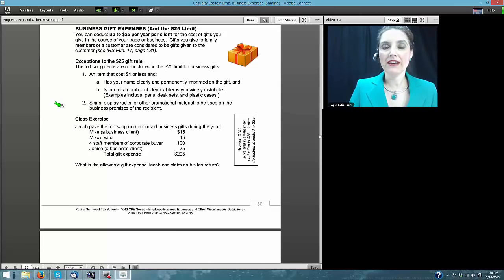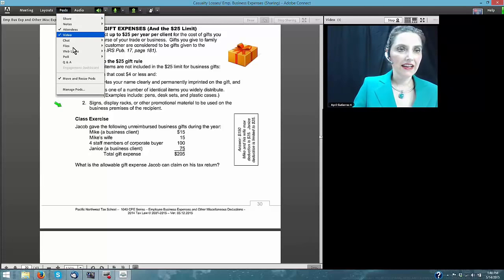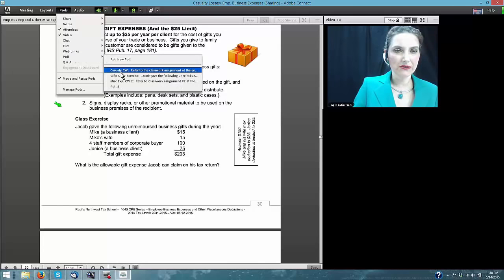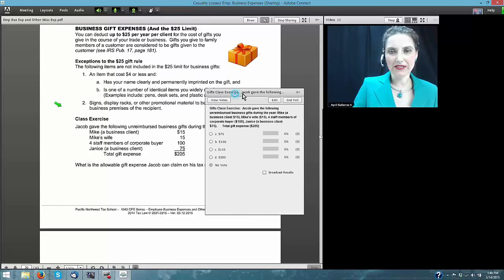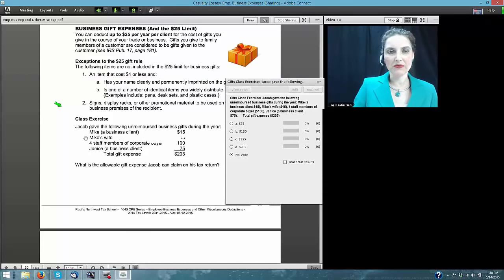And by the way, a gift given to the family member of your client is considered to be a gift given to that client. And I have a little poll here to see how well you all are grasping this concept. I'll slide it off to the side, and it's really this class exercise that you see right here.